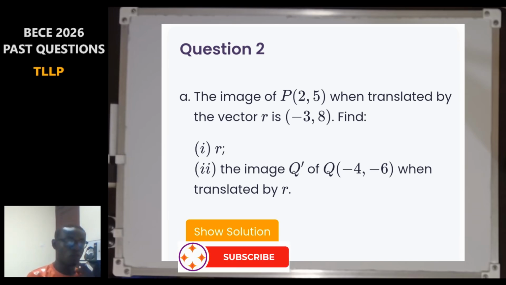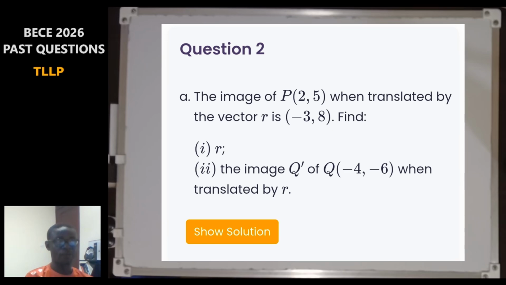Alright, so translation is about movement. So we have a coordinate or a point P(2, 5), and it is moved by some particular vector r. And when that coordinate P is moved by the vector r, the image becomes what? (-3, 8).